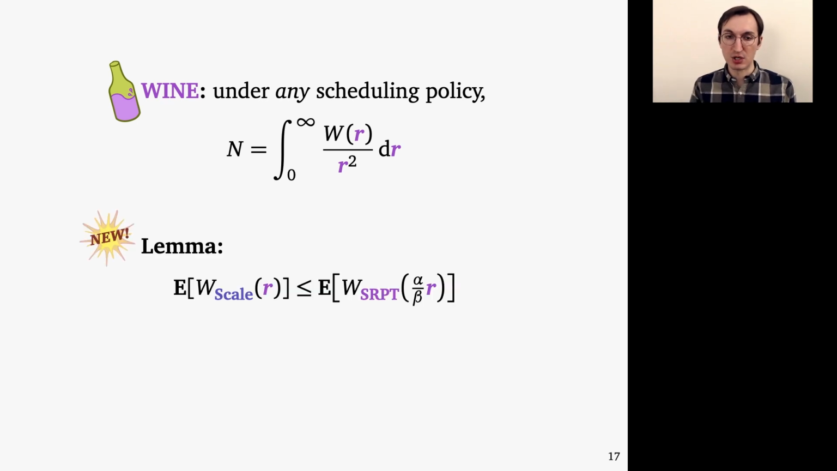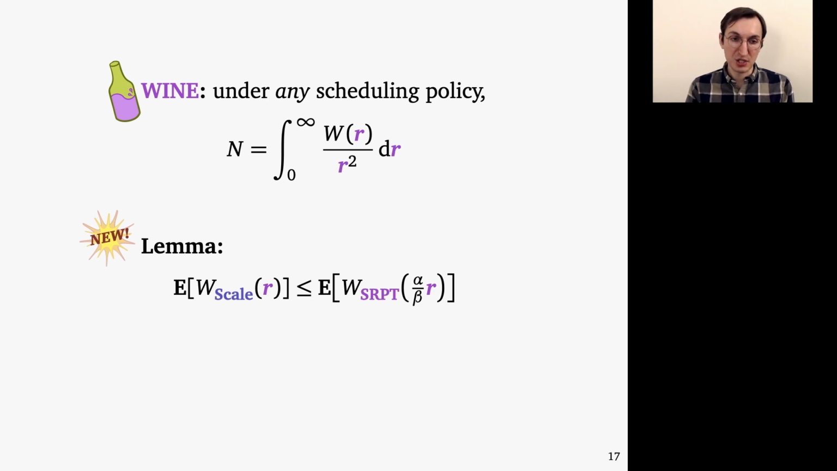Here's what we showed. We showed specifically that SCALE's R work was less than or equal to SRPT's mean alpha over beta R work. The intuition here is that SCALE is always serving a job not necessarily of least remaining size, but within an alpha over beta factor of least remaining size. And so the fact that SCALE is only making errors by a factor of alpha over beta means that its R work can be compared to SRPT's alpha over beta R work. So we use that same slack factor of alpha over beta. And so that's kind of the vague intuition for why this lemma is true.